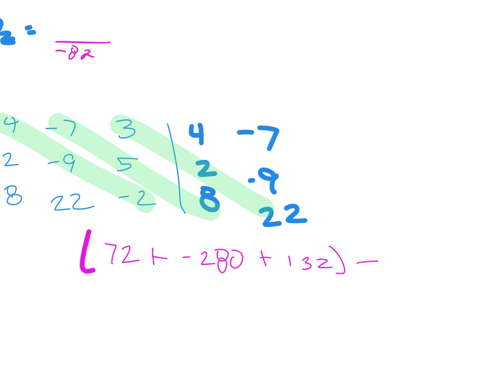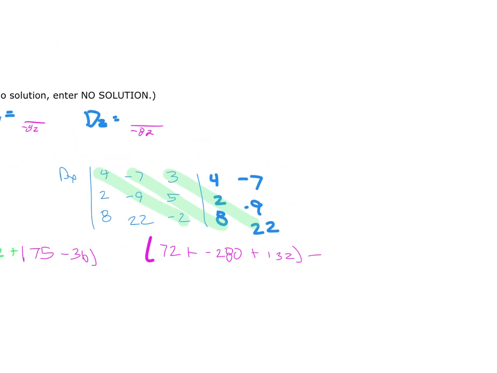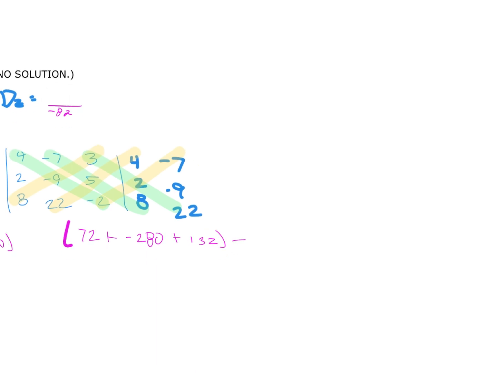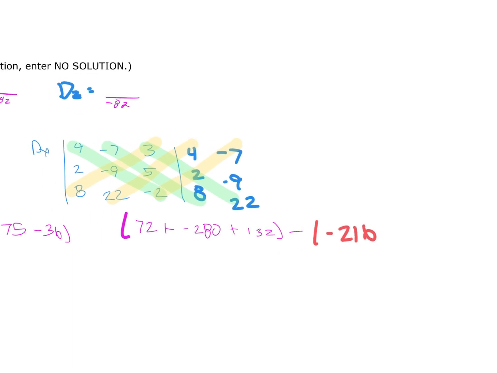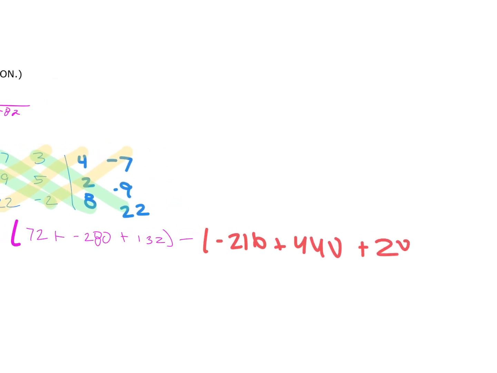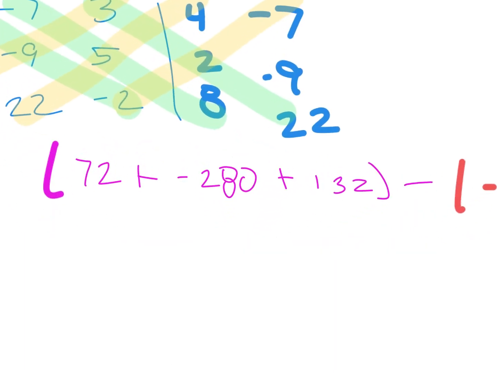And then minus, now I have my 3 minors. So here, here, and here. 8 times negative 9 times 3 is going to give me negative 216. And then I have 22 times 20 is plus 440. And then I have 28. So plus 28.